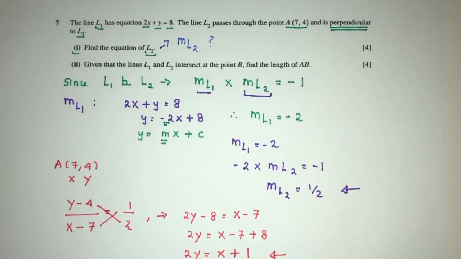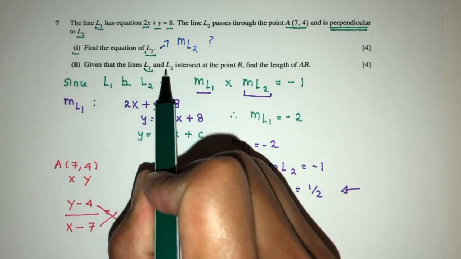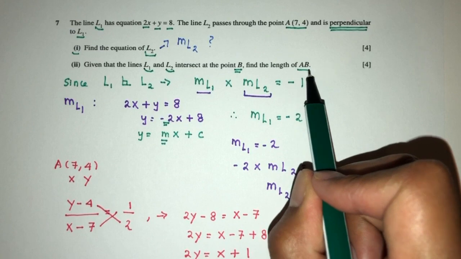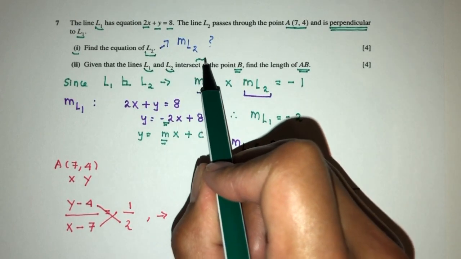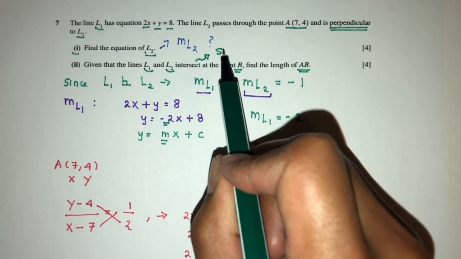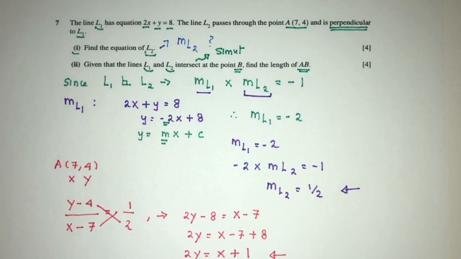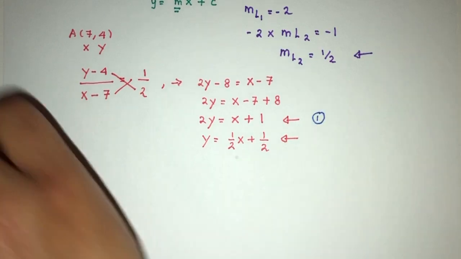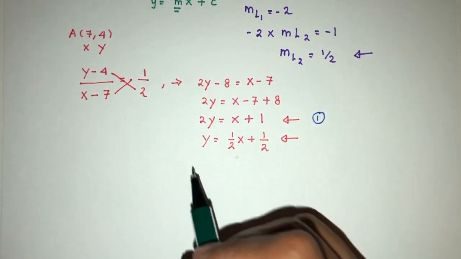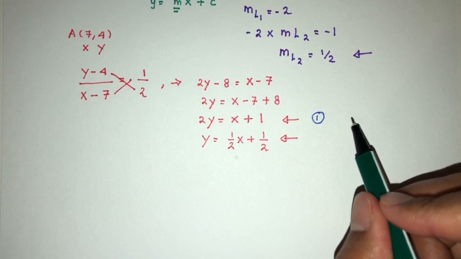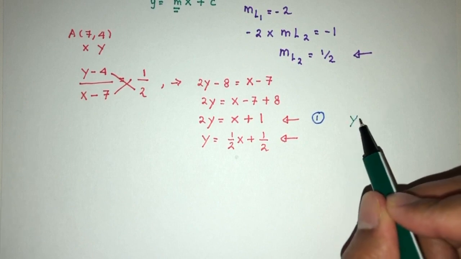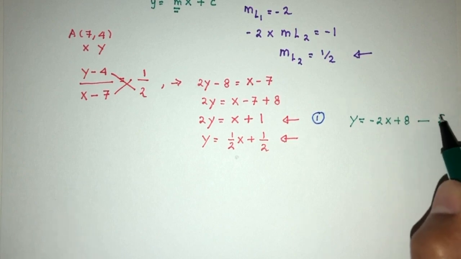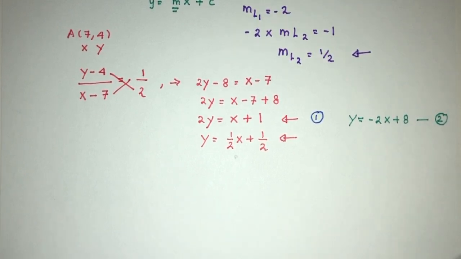Now, given that the lines L1 and L2 intersect at the point B, find the length of AB. So pretty easy. As you can see here, we have an intersection. That will lead to a simultaneous equation. So this is my equation number 1 for the line L2, and my equation number 2 for the line L1 was found to be y equal to minus 2x plus 8. Equation number 2. Right, let's solve this.